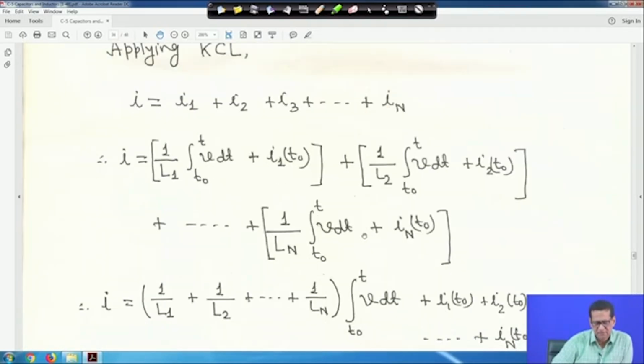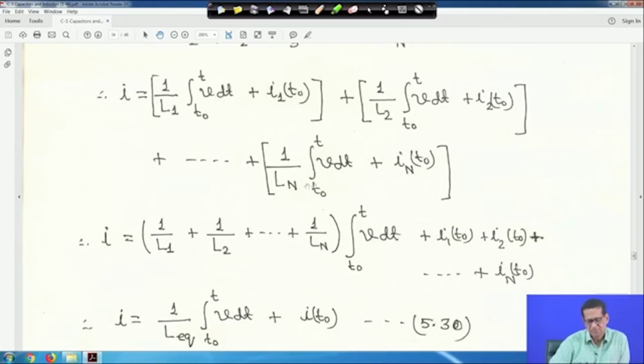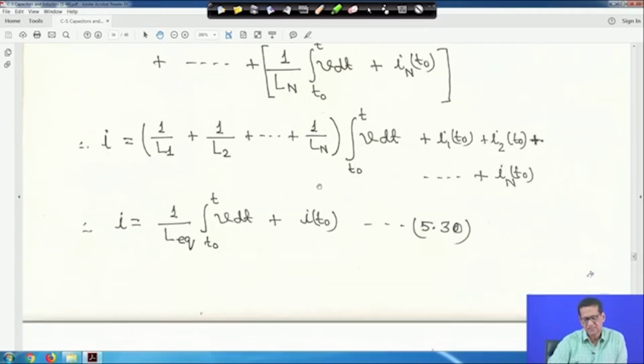We know that I1 is equal to 1 upon L1 integral from t0 to t of V dt plus I1(t0), that is the initial inductor current, all like the capacitor, the same thing, plus 1 upon L2 integral from t0 to t of V dt plus I2(t0), and up to 1 upon Ln integral from t0 to t of V dt plus In(t0). Now, collect all the terms multiplied by the integral of V dt from t0 to t. It is 1 upon L1 plus 1 upon L2 plus up to 1 upon Ln, into the integral of V dt, plus I1(t0) plus I2(t0) plus up to In(t0).